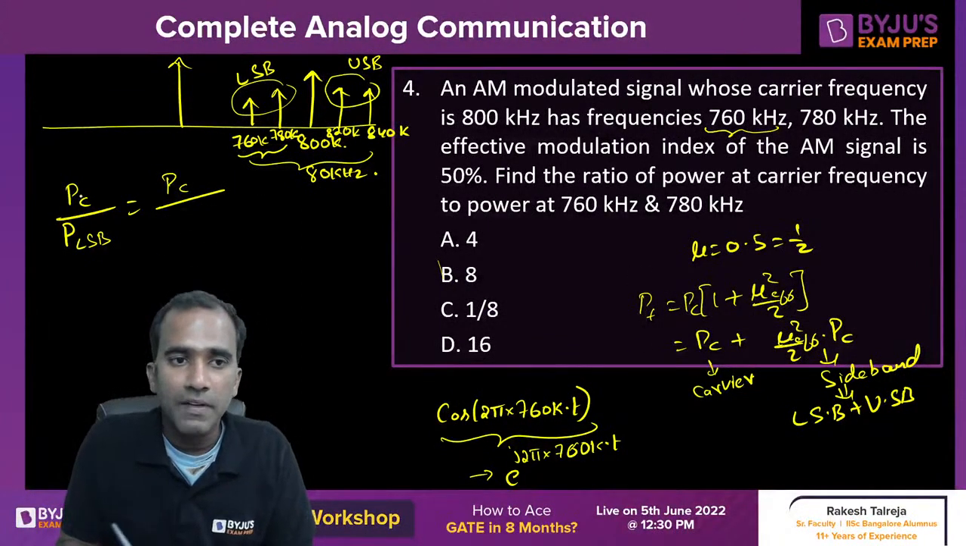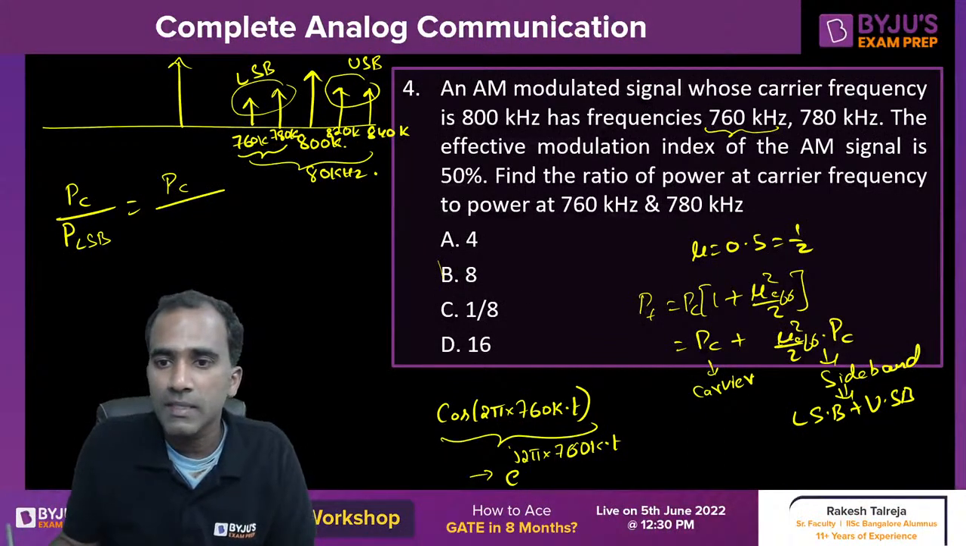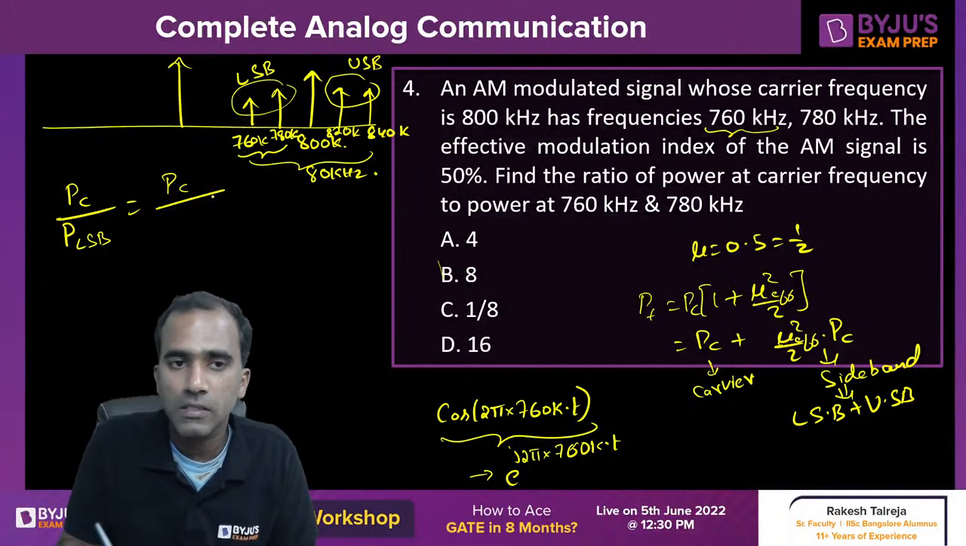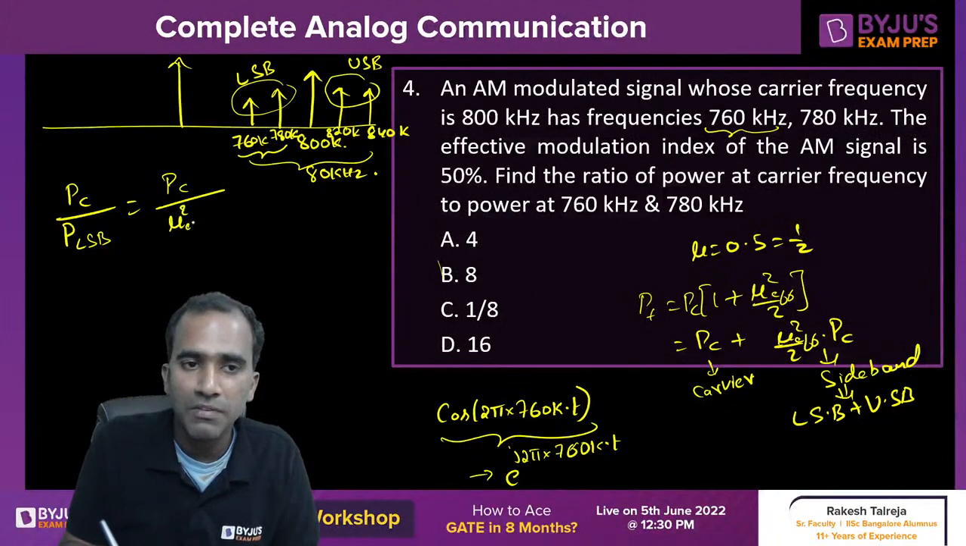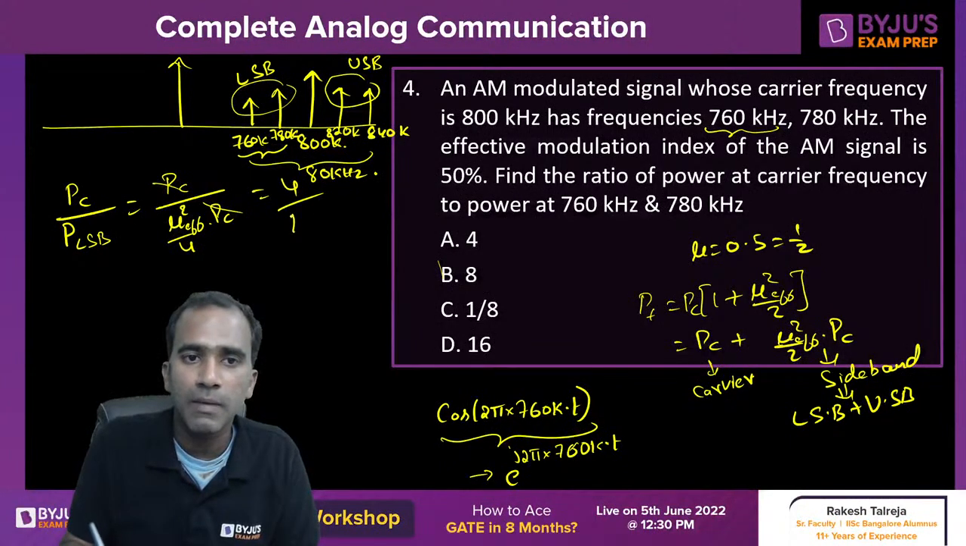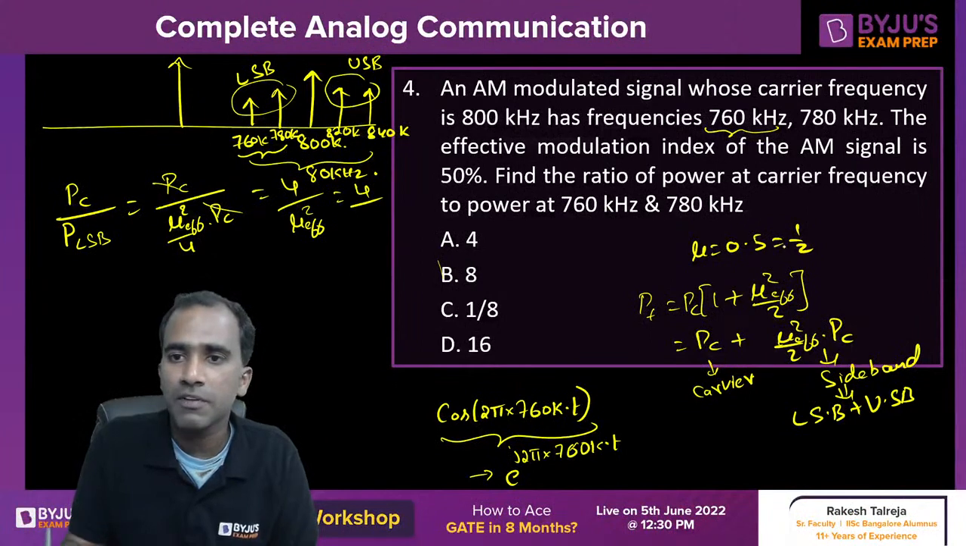Right, so now let's come back to the question. Power in lower sideband is half of this. What is half of that? Mu effective square divided by 4 into Pc. Pc gets cancelled. It is 4 divided by mu effective square. So 4 divided by, what is mu effective? It is half, square is 1 by 4. How much is that? 16.